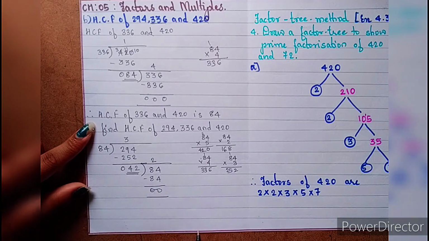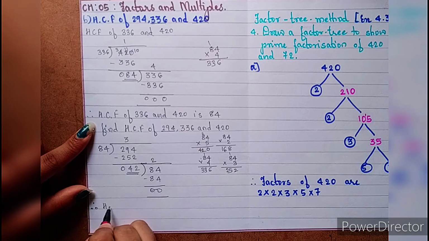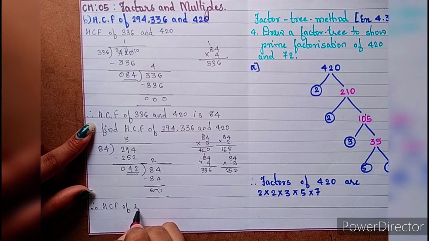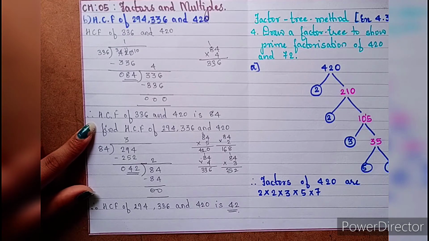So what is our HCF? HCF is 42. Therefore let's write the final statement. Therefore HCF of 294, 336 and 420 is 42. Hope you have understood this.